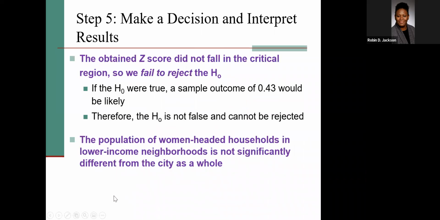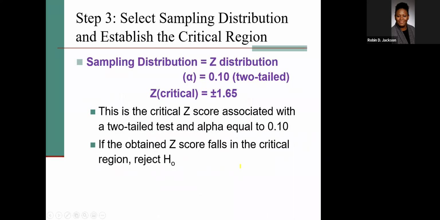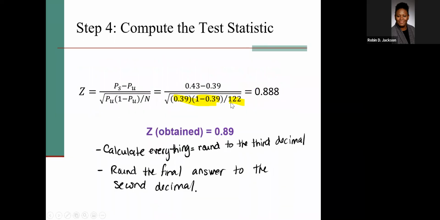All right, so we are at the last slide, folks. This is step 5. This is where you make your decision, and you say whether you're going to fail to reject or whether you are going to reject the null. Now, remember our Z, let me go back. We said that our Z critical is 1.65, right? Okay, so let's come back over here. Our Z critical is 1.65, so let's remember that.